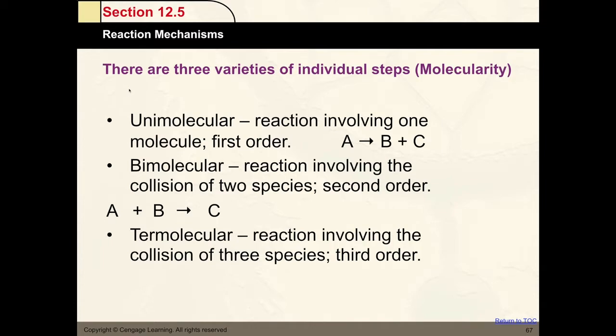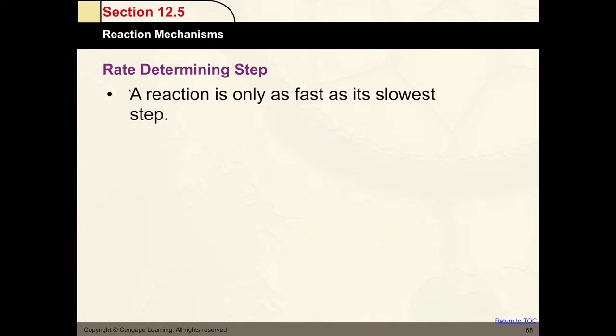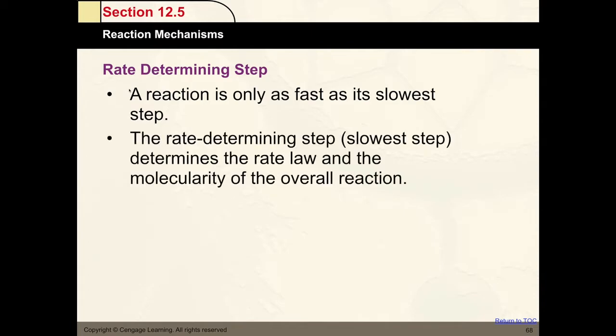What we want to look at is, and there's that last one, the three molecules have to come together and collide. A reaction is only as fast as its slowest step. And so here, what you're going to be given is a series of steps, kind of like Hess's law way back in enthalpy chapter. I think that was chapter 6 or 7 now. And the rate determining step is going to be the slowest step. It determines the rate law and the molecularity of the overall reaction.